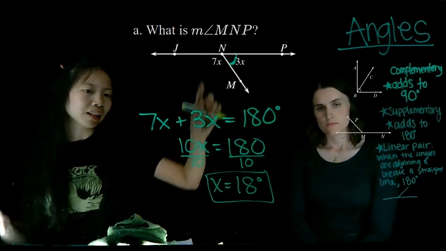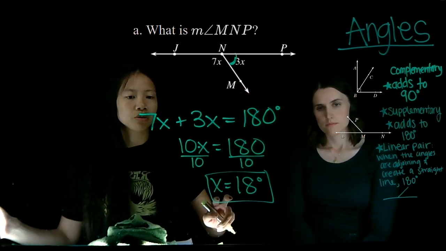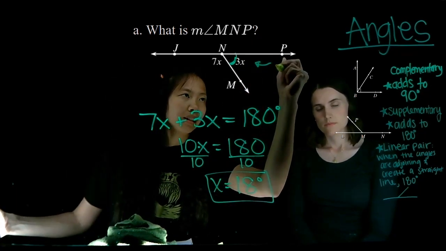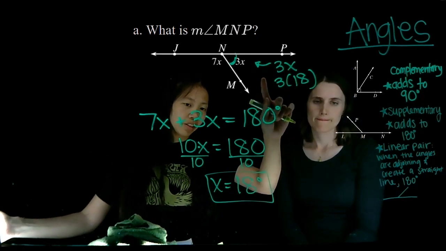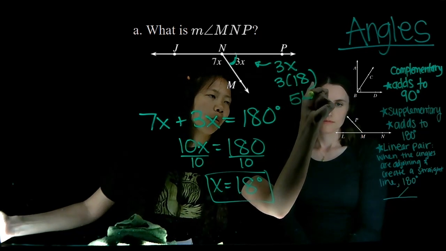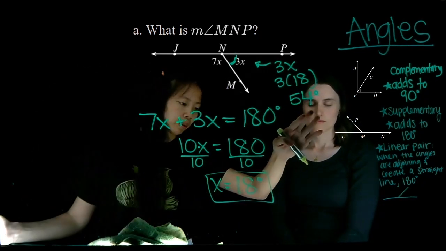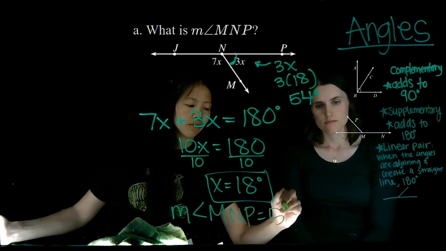That doesn't mean that the measure of angle MNP is 18 degrees. It just means that x is equal to 18 degrees. I know that instead of 3 times x, I can swap it out for 3 times 18. So I know that the measure of this angle here is 3 times 18, which is the same as 54 degrees. So geometrically, we would officially say the measure of angle MNP is equal to 54 degrees.